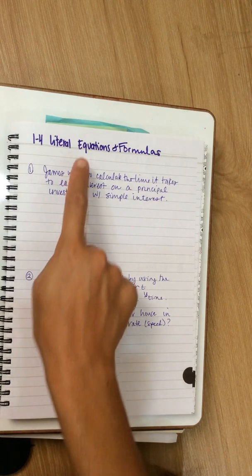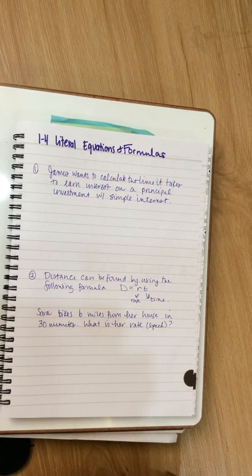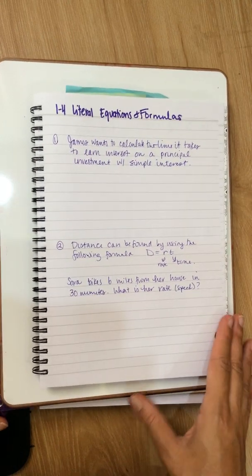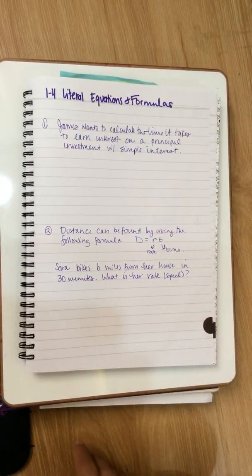And we're calling them literal equations because we know that the letters represent certain values, right? So they're not like these abstract x plus 7. They have context. So let's just do a couple and see how they feel.